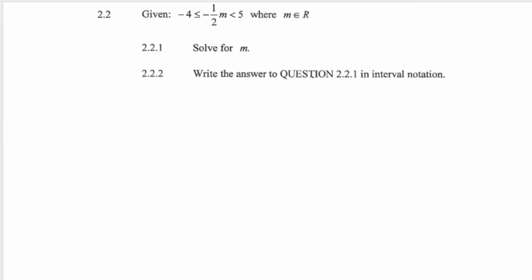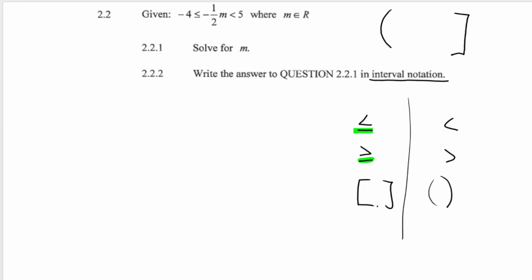2.2.2 wants us to write the answer to question 2.2.1 in interval notation. Now remember, interval notation is when you use brackets. Round brackets mean not including. Square brackets mean including. How I summarize it for my grade 10s is, if we're going to use these symbols, that is smaller than or equal to, that's bigger than or equal to. Note how I keep saying and equal to. So when we have these symbols with the and equal to parts, we will use the including brackets, because including means and equal to. If we just have these symbols, we will use the round brackets, not including. I hope that makes sense. That is how I summarize it for my students.